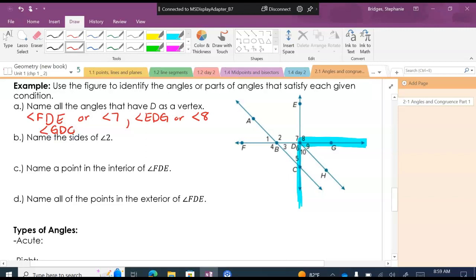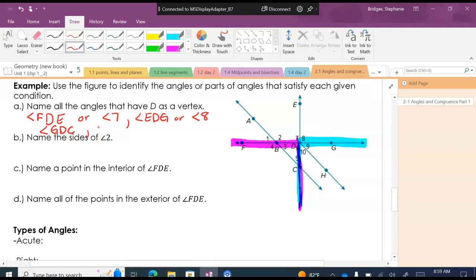Now, do you notice this one has 2 numbers in it? We can't use those because they're referring to smaller numbers. So we can't actually name that one as a numbered angle because we've got 2 angles there. And then we've got one more. How about this angle here? Does that also have a vertex of D?